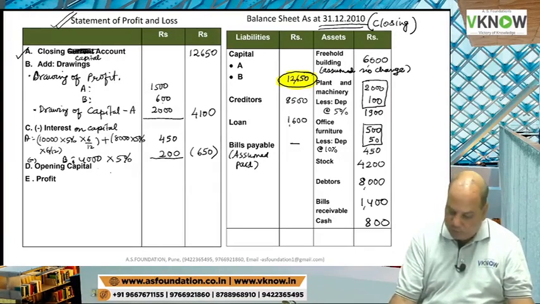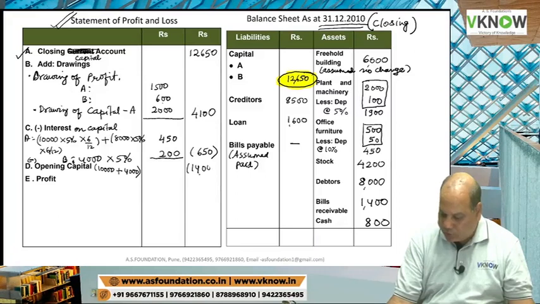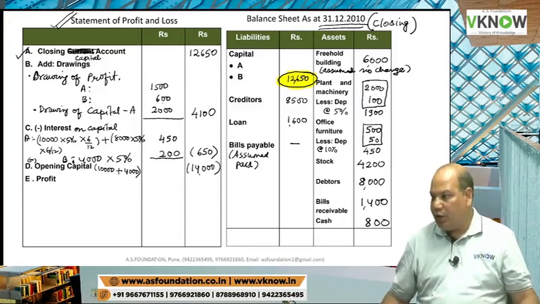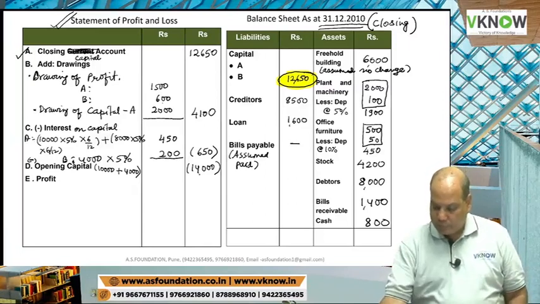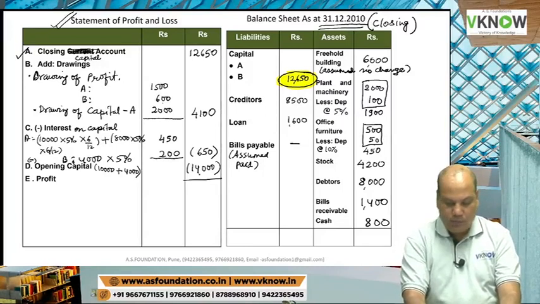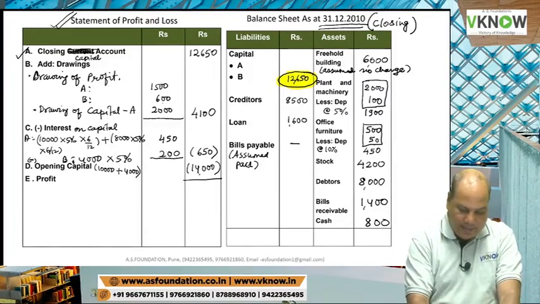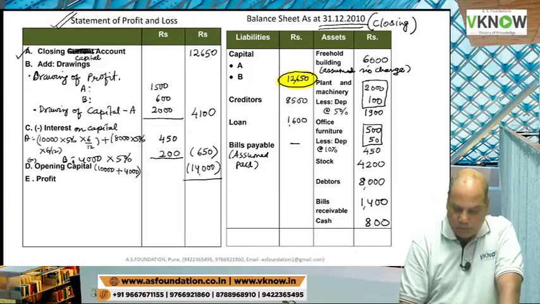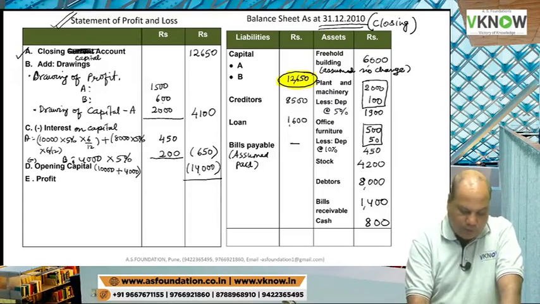Point number D, opening capital. Opening capital is 10,000 A plus 4,000 B, and that is 14,000. So please tell me, dear student, what is the profit for the year? So you will take 12,650 plus 4,100 minus 650 minus 14,000. So give me the answer now. What is the profit of this firm for the current year? 2,100.